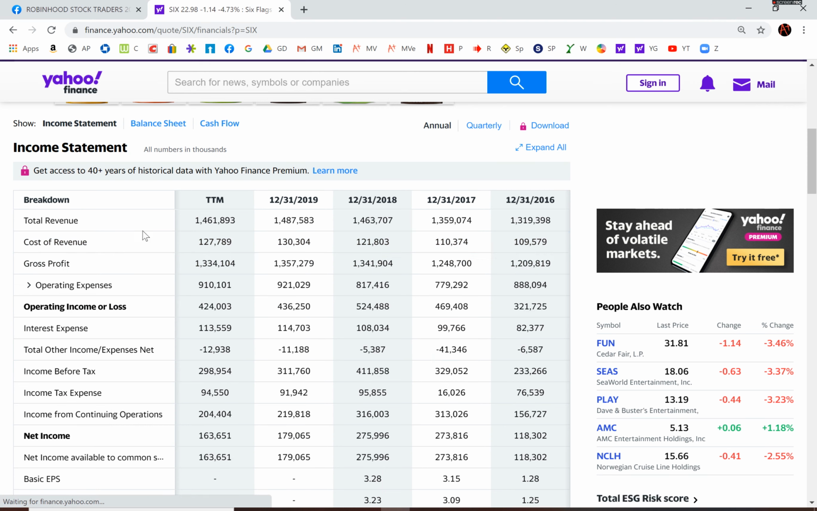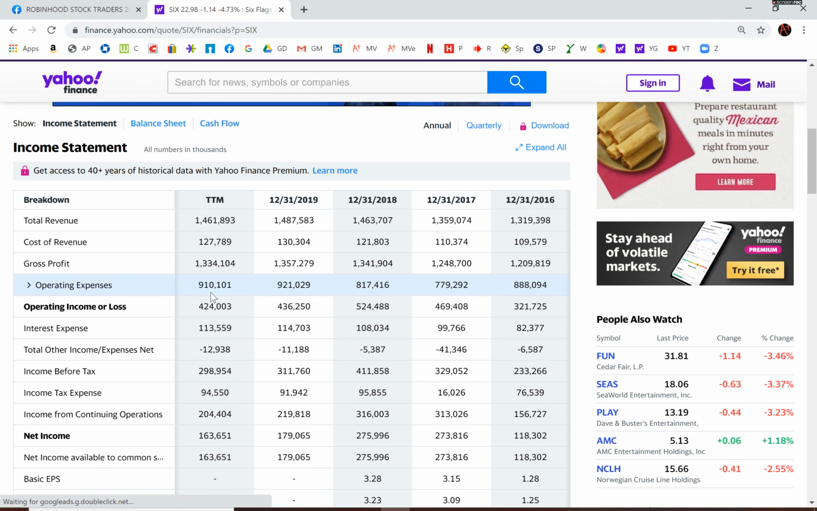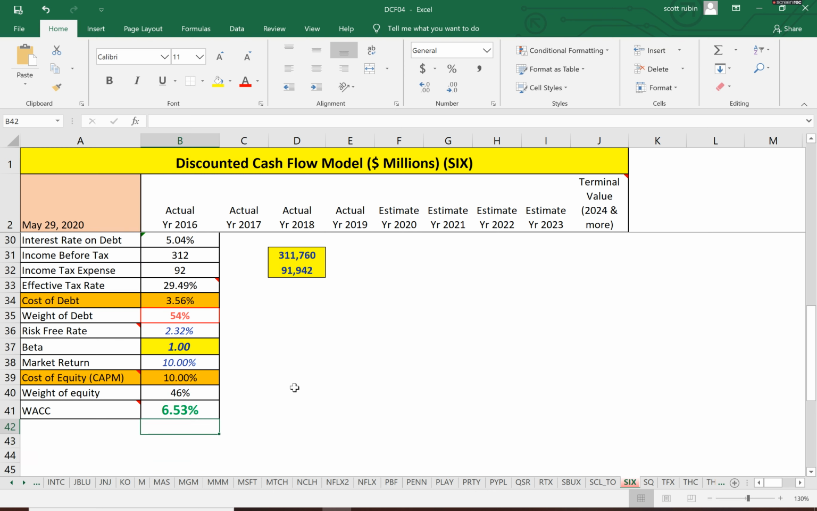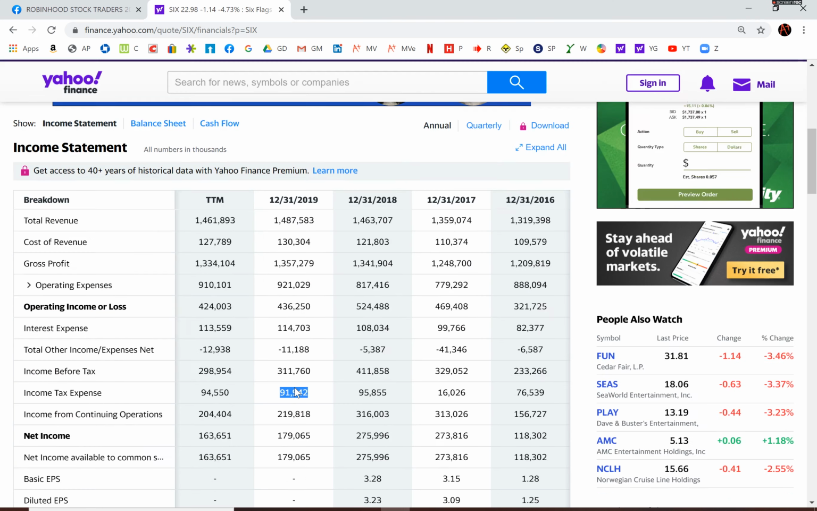Now let's figure out their effective tax rate, because interest payments are tax deductible. So let's see the income before tax, 311 million. And the income tax, 91 million. So they pay 29% in taxes. So the cost of the debt is actually 3.56%. It's not 5%. But we need the cost of equity in order to figure out the discount rate.